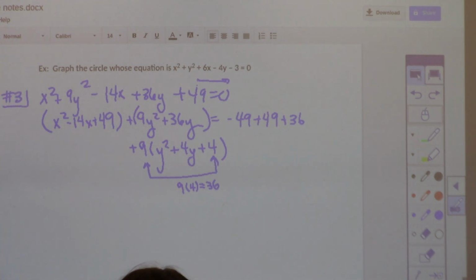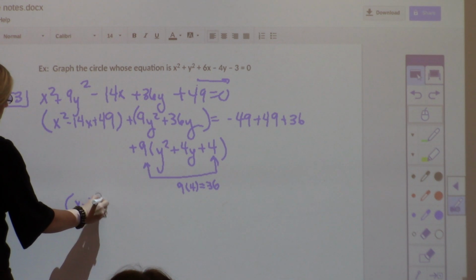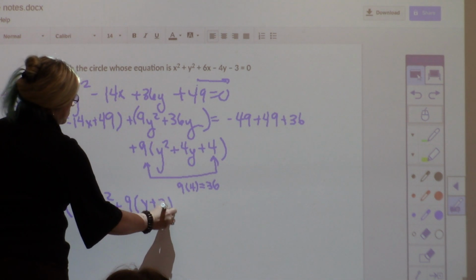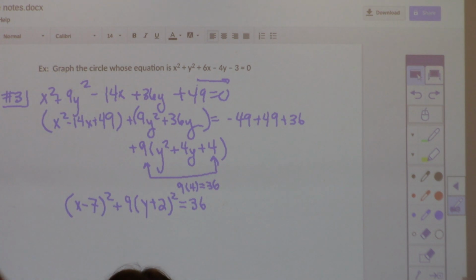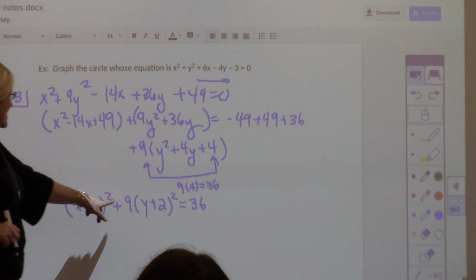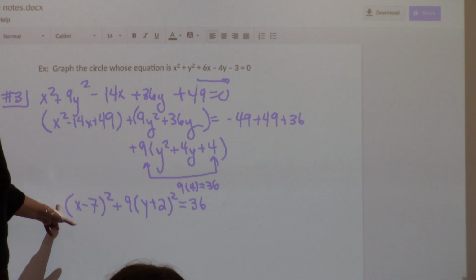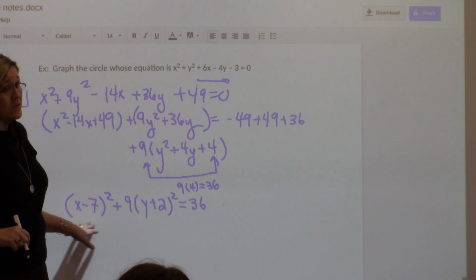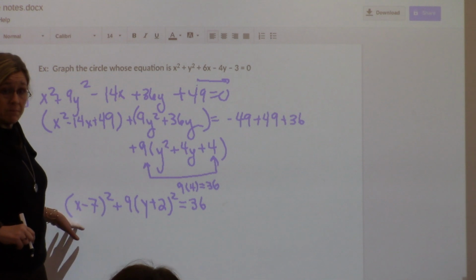All right, so rewriting this guy, this is the perfect square of x minus 7. This is 9 times the perfect square of y plus 2 equals 36. Now that can't be equal to 36 because it's not a circle. You know how I know it's not a circle? Because this number is not the same as that number, which means if I divide it out, I would not get the same thing underneath both of these, would I? And remember, if this is a circle, those both have to be the same. Otherwise, it's an ellipse. So this is clearly an ellipse.